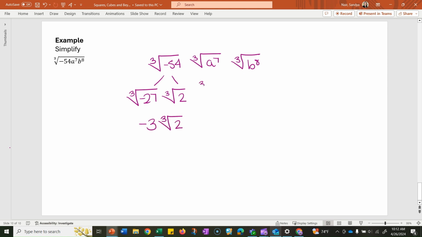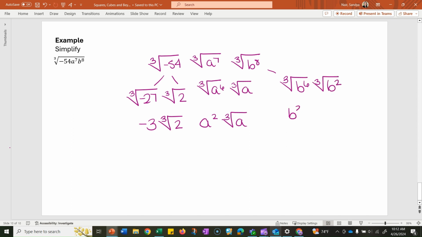Cube root of a to the seventh, that's going to be the cube root of a to the sixth times the cube root of a. So the cube root of a to the sixth, I do 6 divided by 3, so that's 2. So I have a squared times the cube root of a. And then I have the cube root of b to the eighth, so I'm going to rewrite that as the cube root of b to the sixth times the cube root of b squared. So I do 6 divided by 3, and that's 2. And then so I have b squared times the cube root of b squared.